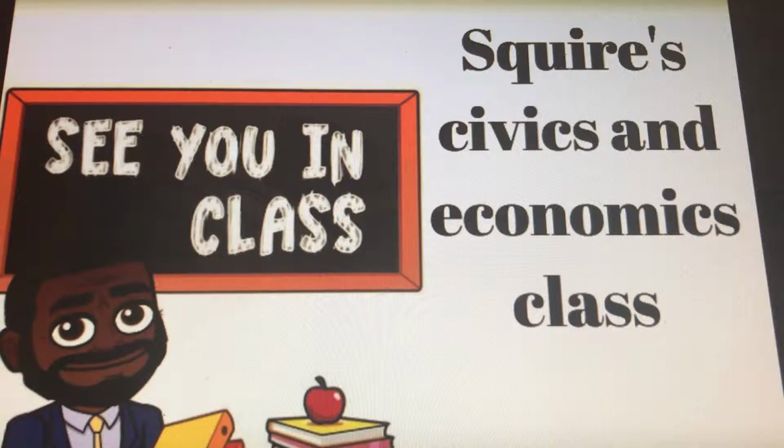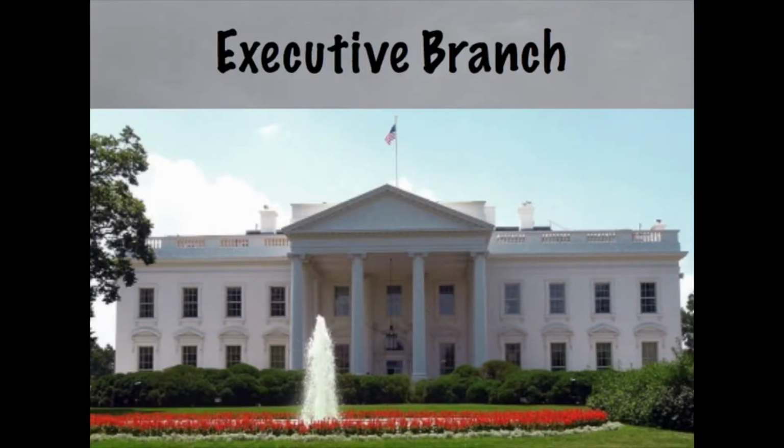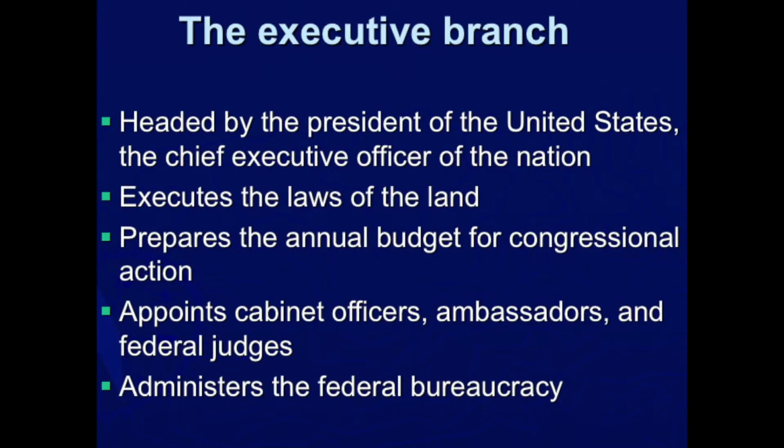3, correct. We are moving on to the next one now, which is the executive branch. The executive branch is headed by the President of the United States, which is also known as the Chief Executive Officer of the nation. The powers of the executive branch are as follows. Executes the laws of the land.